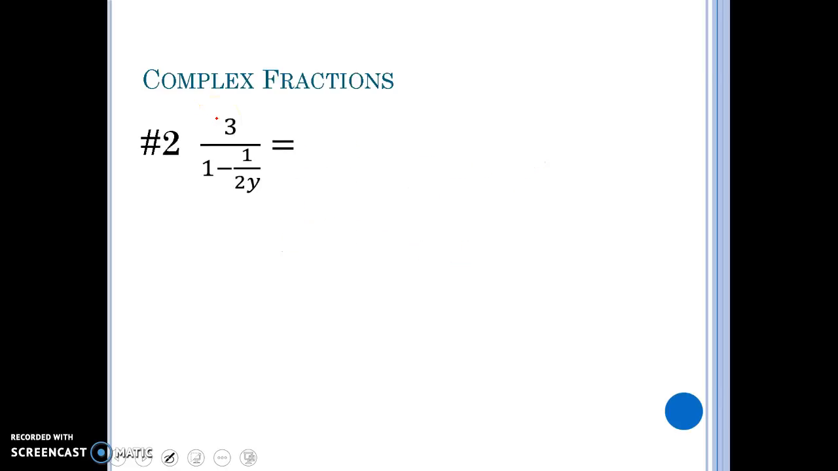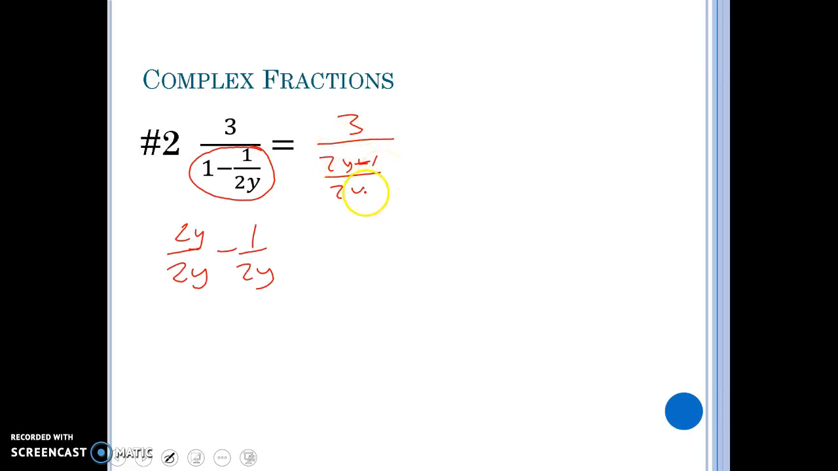So let's take a look at this example. What I want to do is get this to be one simple fraction. I'm going to keep the 3 as the numerator, but I'm going to have to subtract 1 minus 1 over 2y. I'm going to change the 1 to 2y over 2y minus 1 over 2y. That way I can write this as 3 over 2y minus 1 over 2y.